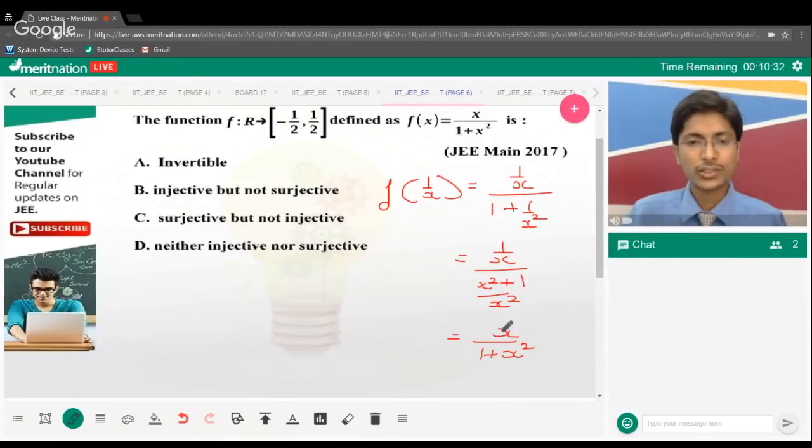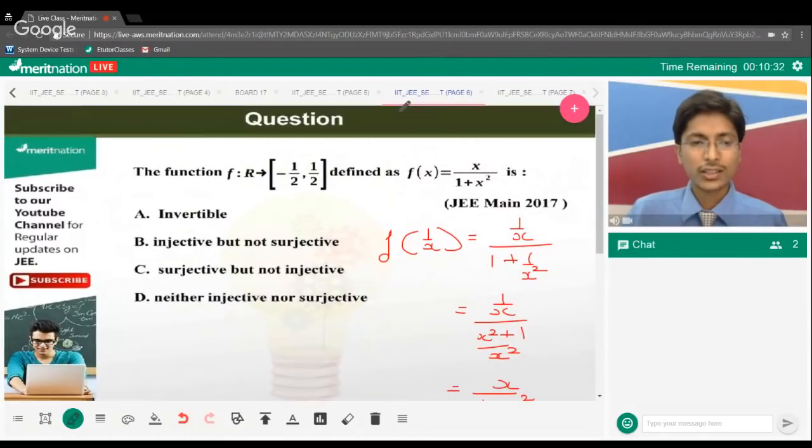Now guys, you can see that the function is not injective. Why? Because it's not 1 to 1. See, f(x) is equal to f of 1 by x. So actually it cannot be invertible as well. So it's not injective. So our B option is eliminated. Now we will find the range of it.